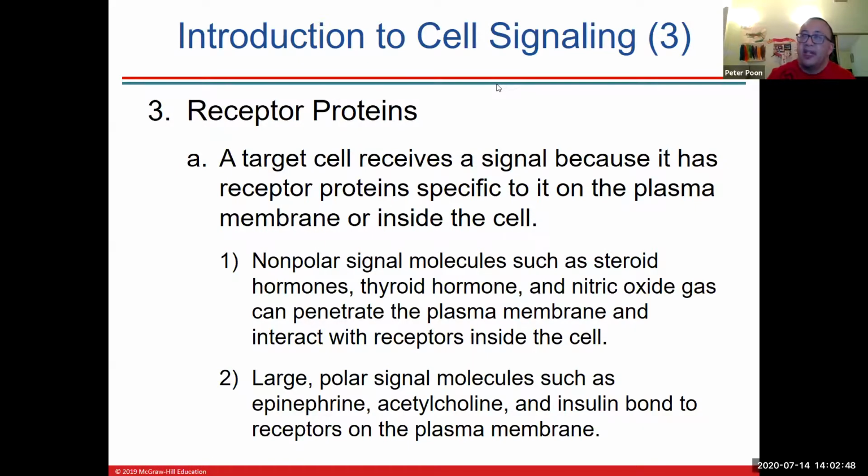For a cell to receive a signal, it has a receptor protein specific to it on the plasma membrane or inside the cell, especially on the nuclear membrane. Nonpolar molecules, steroid hormones, can go through the plasma membrane directly, so they can get to the receptors on the inside of the cell or on the nuclear membrane. Large polar molecules have to interact only on the plasma membrane. So the receptors have to be on the plasma membrane.